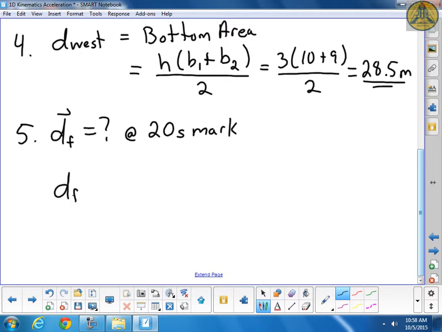So this object, if it's a car, drove 45 meters east. That's when it turned around and then drove 28.5 meters west. Ends up 16.5 meters from its starting point.